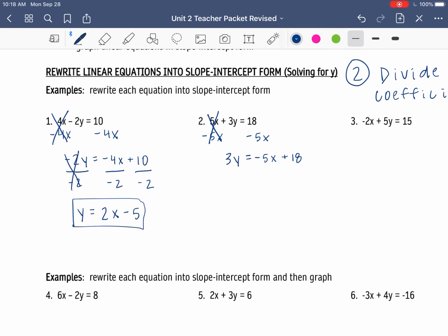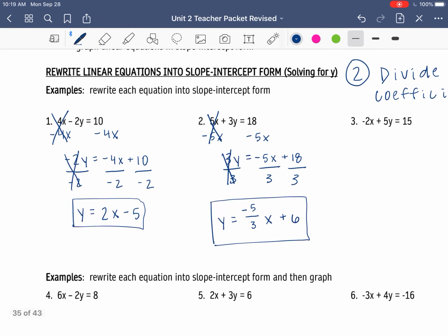And now my second step is going to be to divide everything by the coefficient of y. So we're going to divide everything by 3. And that will give me y equals, so now when I go over to the right side to do my division, negative 5 divided by 3 doesn't work out nicely, so I can just leave it as a fraction. Negative 5 thirds x. 18 divided by 3 is 6. And so now, again, in this format of my equation, in slope-intercept form, I can see my y-intercept is 6, my slope is negative 5 thirds, and that would be easier to graph by hand.